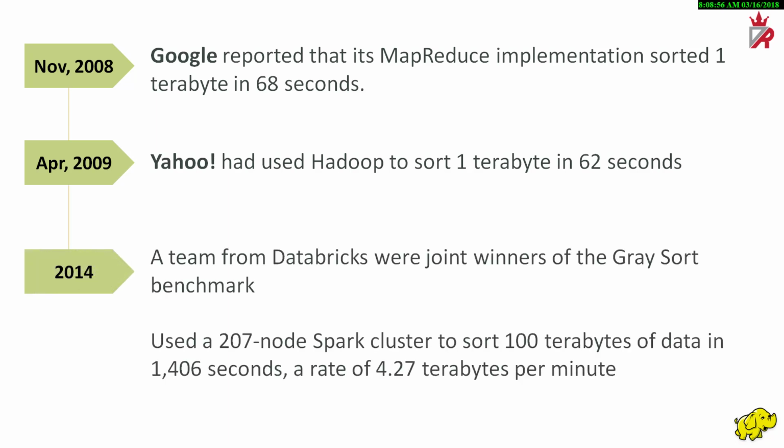In the 2014 competition, a team from Databricks were joint winners of the Grey Sort benchmark. They used a 207 node Spark cluster to sort 100 terabytes of data in 1400 seconds, a rate of 4.27 terabytes per minute. So with time, Hadoop software has evolved to be more flexible and could manage bigger clusters. Bigger clusters meant more storage and processing power, which could be utilized for various needs of the organizations.